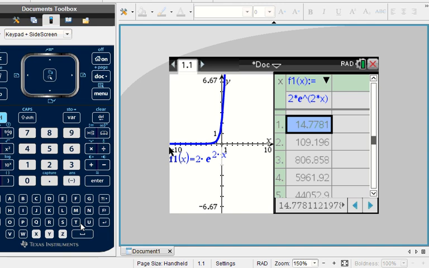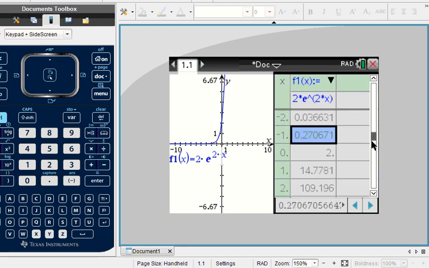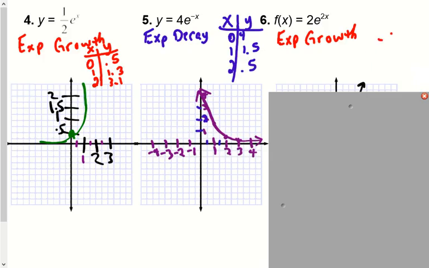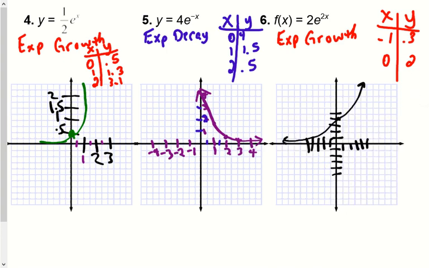And Control P gives us a table. We're going to get negative 1, about 0.3, and then 0, 2. So negative 1, 0.3, 0, 2. As we were talking about before, there's a 2 out front, so you'll have the 0, 2 there. It's kind of like your y-intercept that it gives you. This graph is terrible, so I'm going to redraw it.